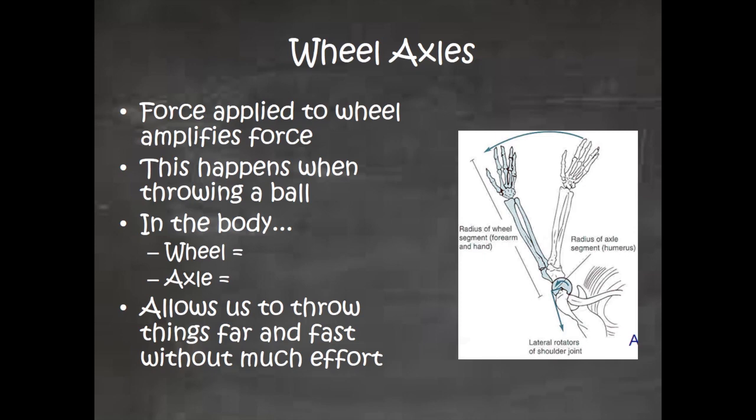The shoulder joint is one example of a wheel axle. In this case, force is applied to the wheel, which amplifies the force. This happens when we throw a ball. In this case, what would you label as the wheel and the axle? The wheel is the forearm, and the axle is the humerus. This wheel-axle action allows us to throw things far and fast without much effort.